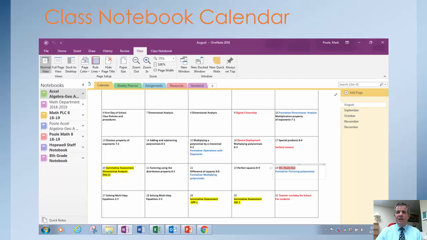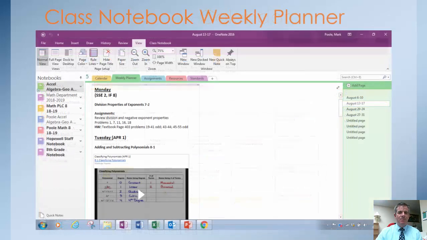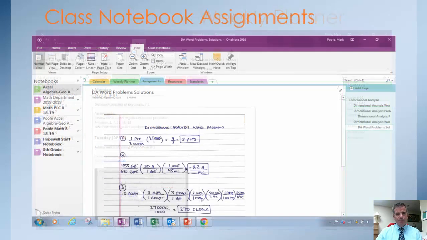I even put days that I'm not going to be in class so that students know that I won't be available for help sessions. Then we have the weekly planner, which allows the students to drill down and see what's going on specifically that day. It gives them their assignments, which are linked to their assignment section, and it also gives them instructional videos should they need further instruction, and they get their homework here as well.